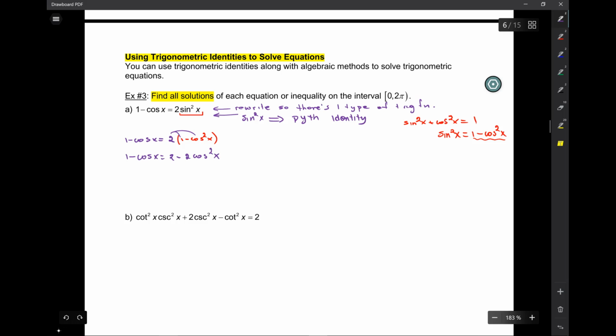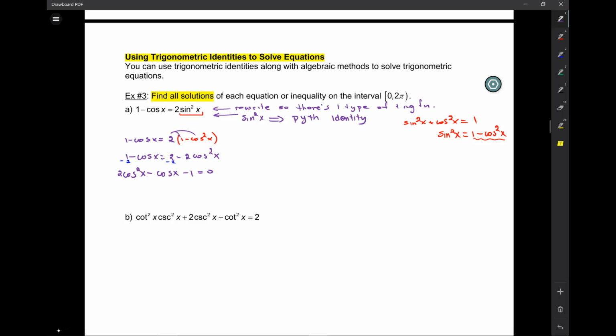Now what? One specific thing we're going to do: move everything over and set it equal to 0. Always. Okay? So 2 cosine squared x minus cosine x. Now here I do minus 2, so what is that? I'm bringing everything to the left. So plus 2 cosine x plus 2. I'm moving everything to that side. Negative 1 equals 0. All right, so bring everything to the other side.